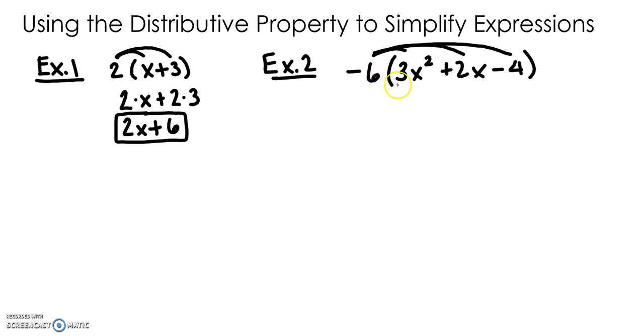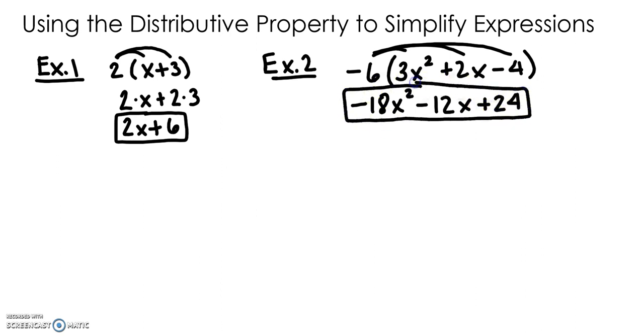So we have negative 6 times 3, so we have negative 18. Then we have x squared. The negative 6 times 2, negative 12, and then the x. And then negative 6 times negative 4 is going to be positive 24. And that's our final answer for that.